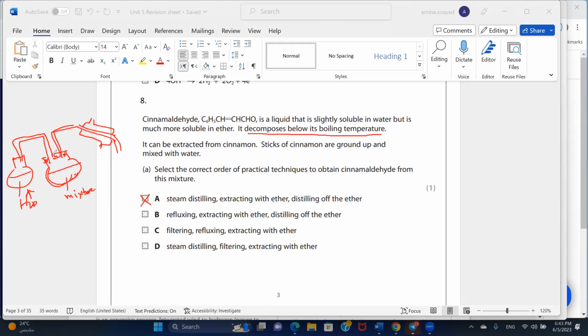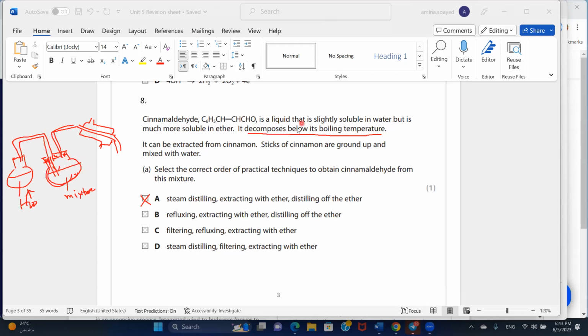So we pass the steam here, and what happens by the steam? The steam makes what we call agitation to the mixture. It means that both the water and the organic liquid are going to float here at the surface, due to the agitation done by the steam. And then the liquid is going to be steam distilled.